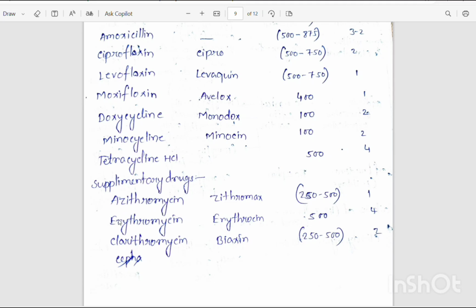Then another drug is erythromycin. The brand name is Erythrocin. Dose will be 500 mg, taken 4 times a day. Then the last drug is clarithromycin. The brand name is Biaxin, taken 250 mg to 500 mg, 2 times a day.